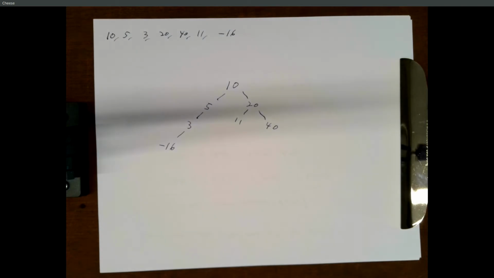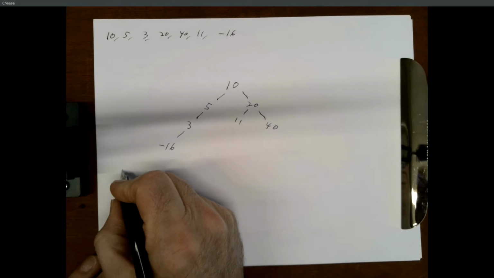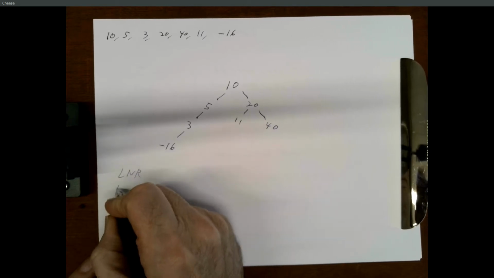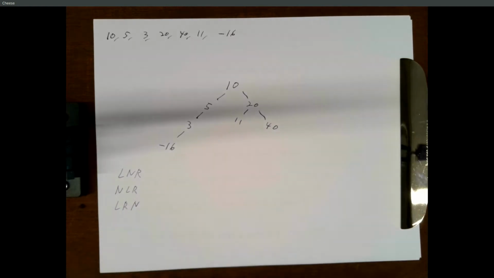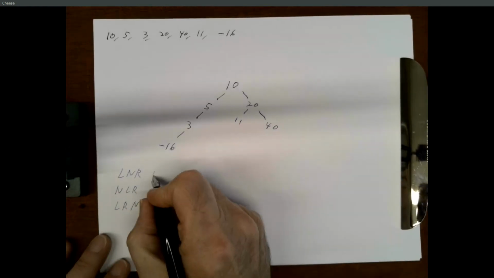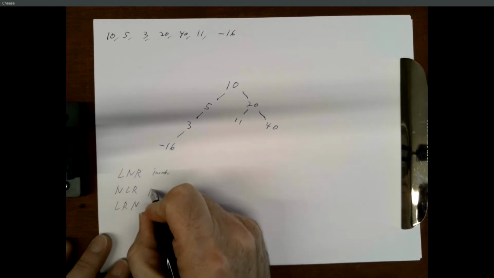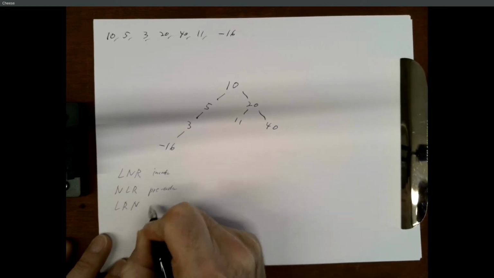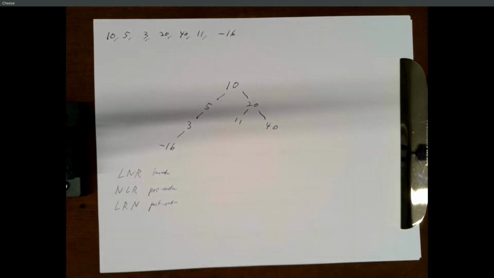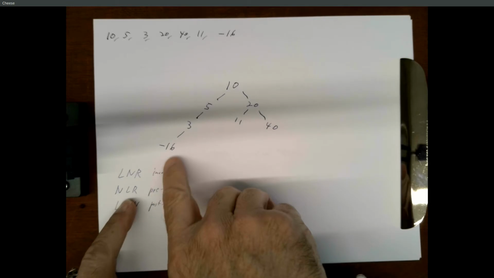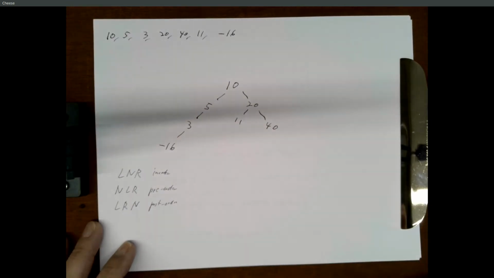The traversal, though, is three different things. There's three ways to traverse. It's always left-right, but when we visit, the root node changes. Okay, so this is in order. This is pre-order. This is post-order. If you do in order and you traverse your tree, your data will come out sorted. Okay, if you do pre-order or post-order, it's hard to say, but it generally won't look sorted.